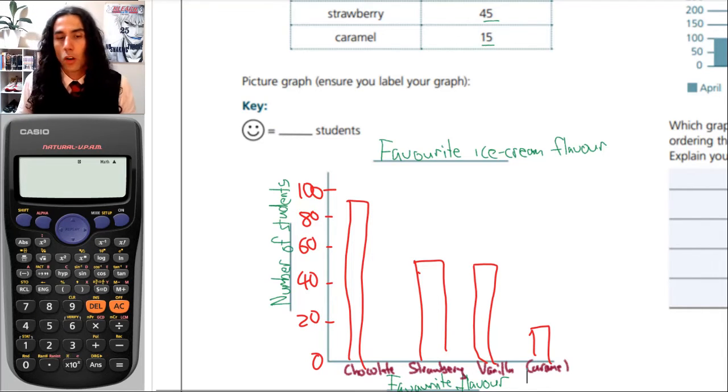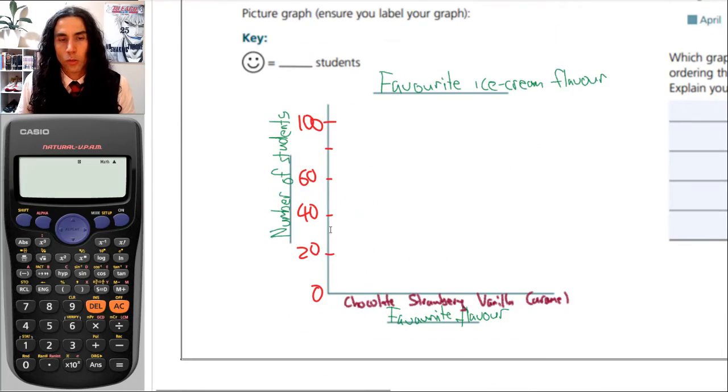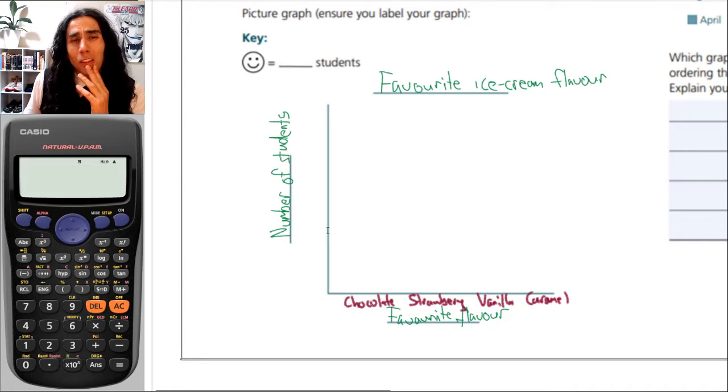And that's what you do. But we are not doing that. For a picture graph, we do not do this. We don't put the numbers on the side. We're going to let pictures do the work. So we're going to picture 20 students.